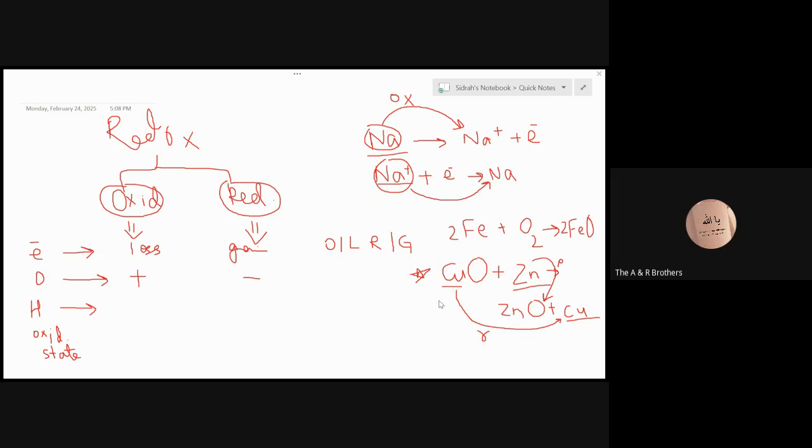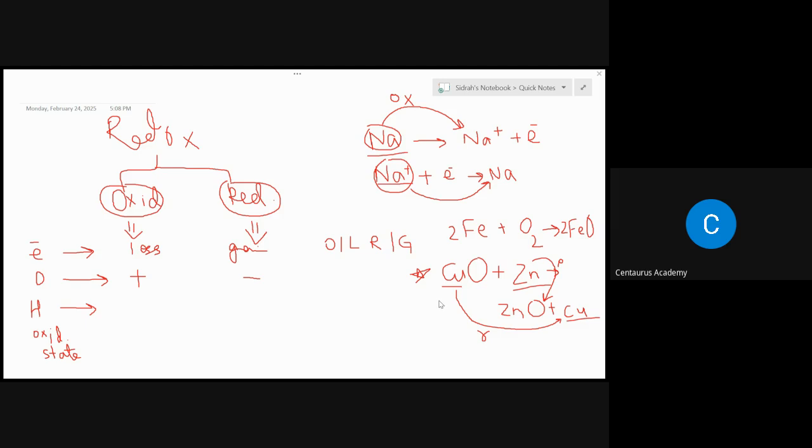Ma'am, you did this: Na plus an electron gives us Na. So, ma'am, we should say that sodium ions have been reduced, right? Not that sodium has been reduced. Metals. Yes, yes, exactly.